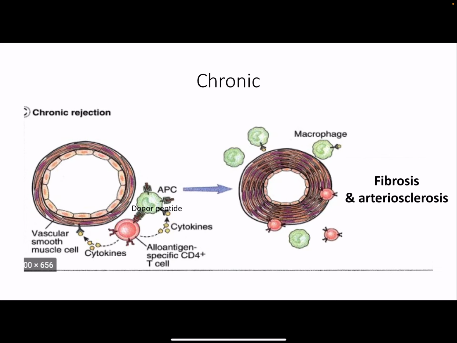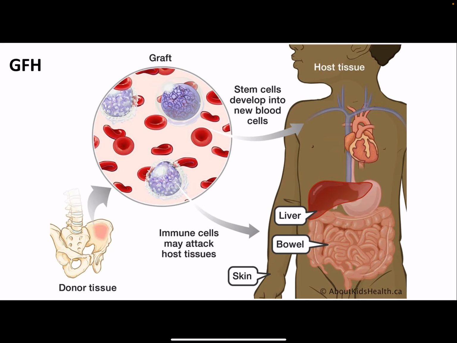Chronic is not attacking the MHCs, but the donor peptides that are presented on the MHCs. We're now attacking that. And remember, this is a CD4 response, and it leads to fibrosis and arteriosclerosis. This is a blood vessel, and now the blood vessel is very thin because of the fibrosis.